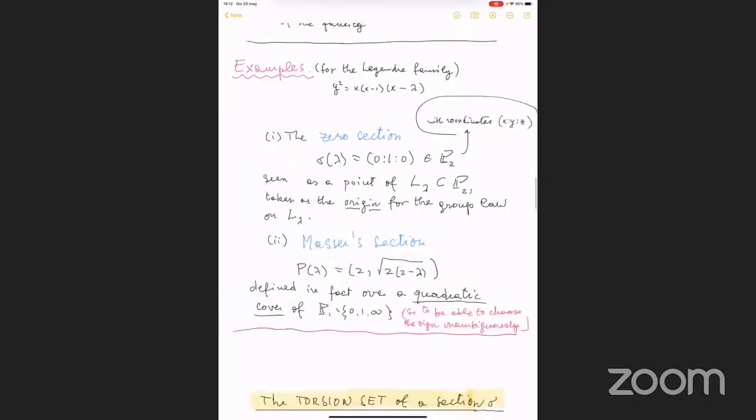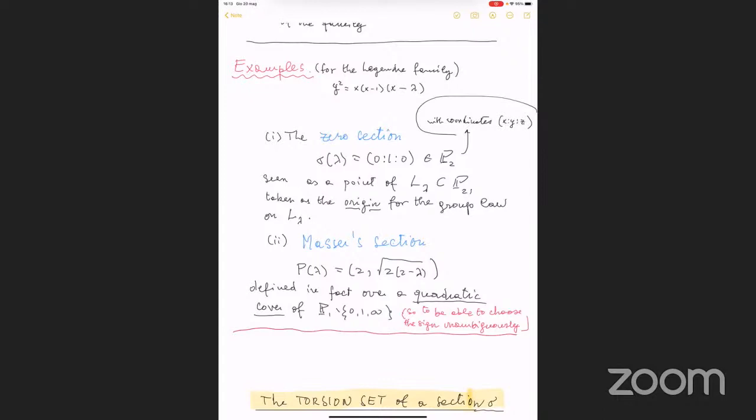Let me give simple examples. We have the zero section. So, as I said at the start, each elliptic curve has an origin, which is represented by the point (0, 1, 0) in the projective plane. The point at infinity plays the role of the origin for the group law. And the zero section is the one which assigns to each point of the base the origin.